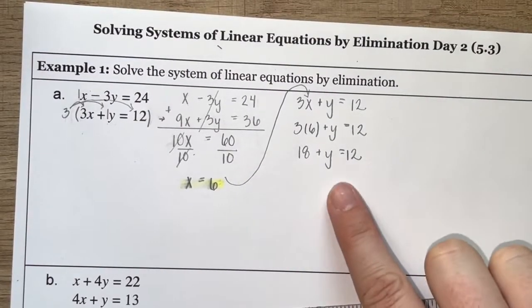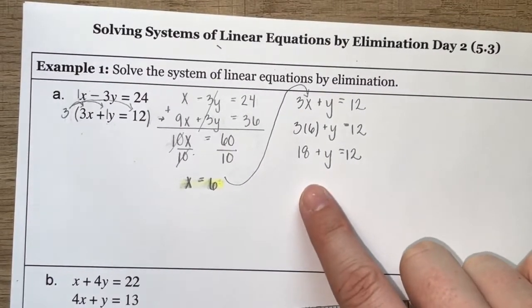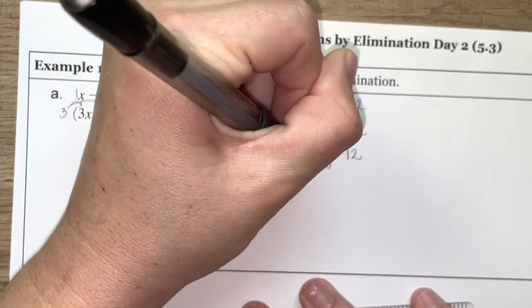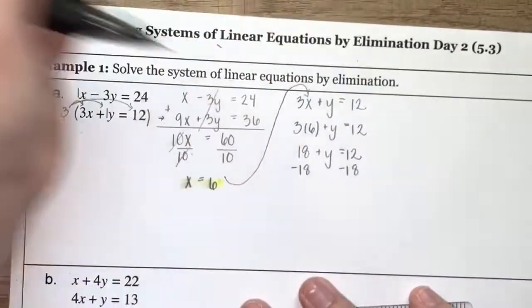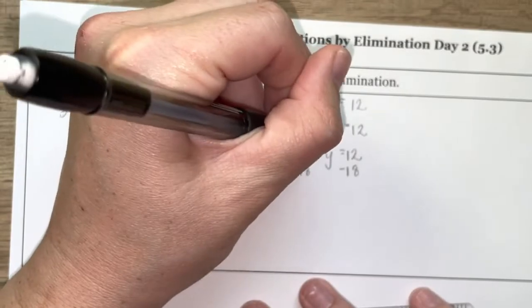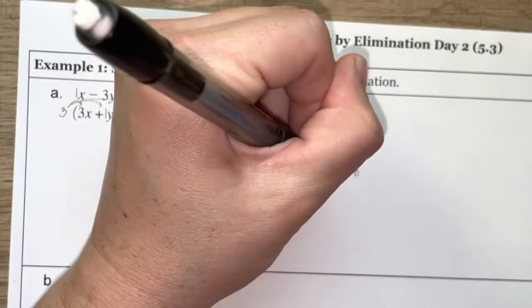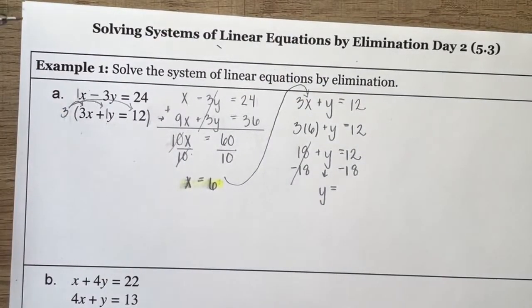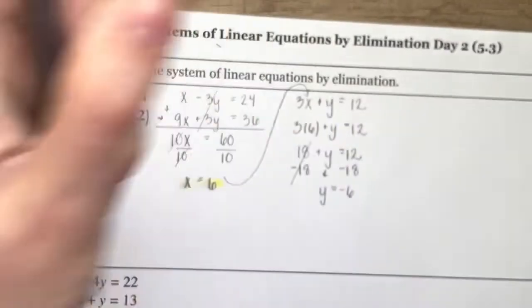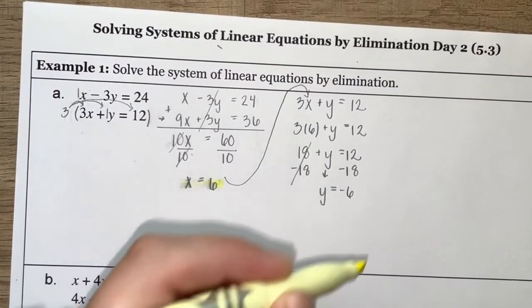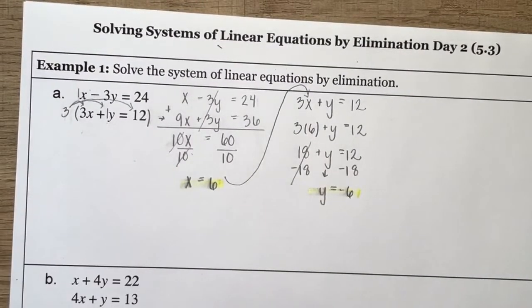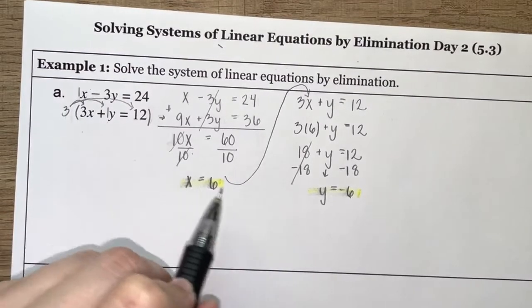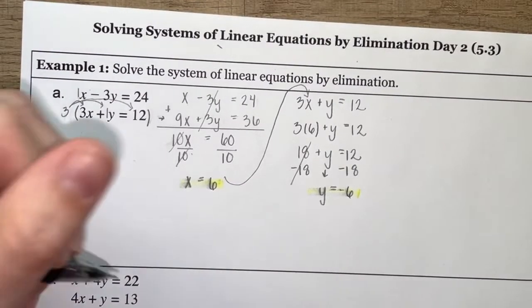And then now I have 18 plus y equals 12. So I want to undo adding 18 to y. So I'm going to subtract 18 from both sides. So 18 minus 18 cancels out to 0. I can bring down the y. And then 12 minus 18 is negative 6. So we end up with y equals negative 6. And then the last thing that we just need to remember to do is write our final answer as a point. So x comma y would be 6 comma negative 6.